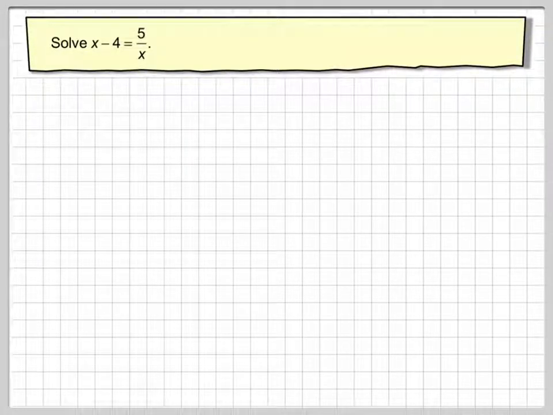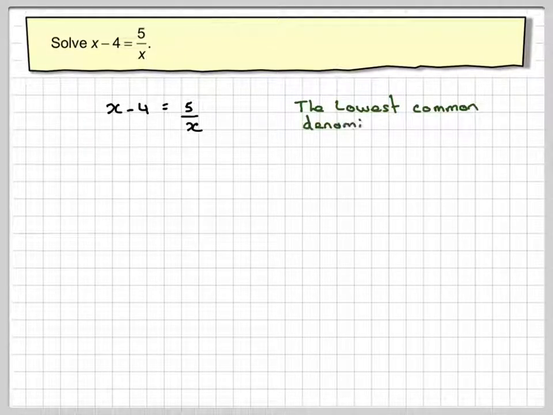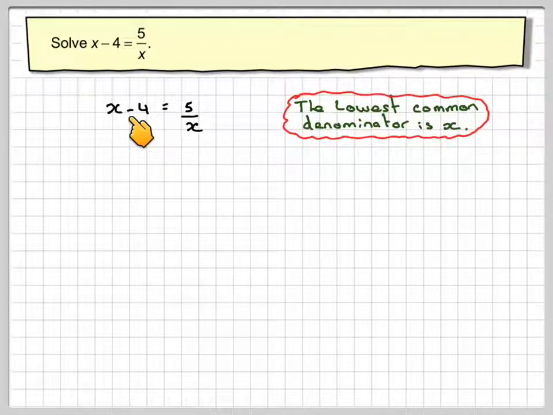Right, in this equation we're going to solve where x is actually in the denominator. So we're going to solve x minus 4 is equal to 5 over x. Again, we just look for the lowest common denominator. The lowest common denominator here is x, since x minus 4 over 1 and 5 over x.